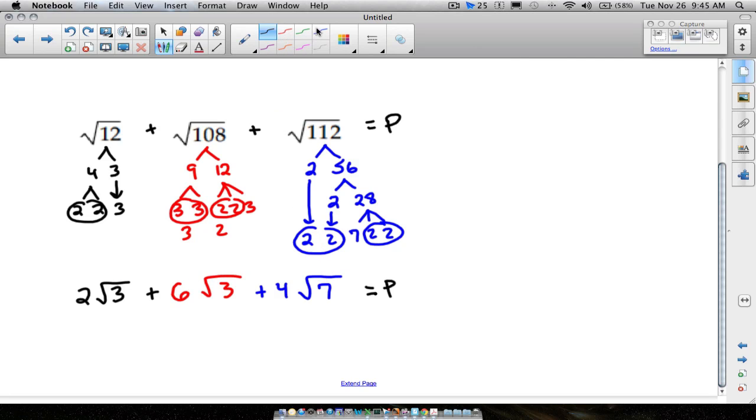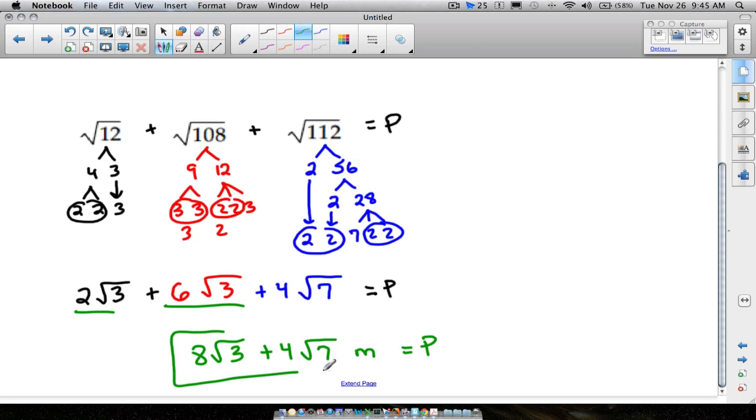The only thing we can combine, however, is going to be these two right here. Those are the like radicals. So 2 plus 6 gives you 8 square root of 3. And then this 4 square root of 7, we just bring it down. And now just don't forget that this does represent meters. So we have 8 square root of 3 plus 4 square root of 7 meters is going to be our perimeter. And that's it. That's all we can do for that one.